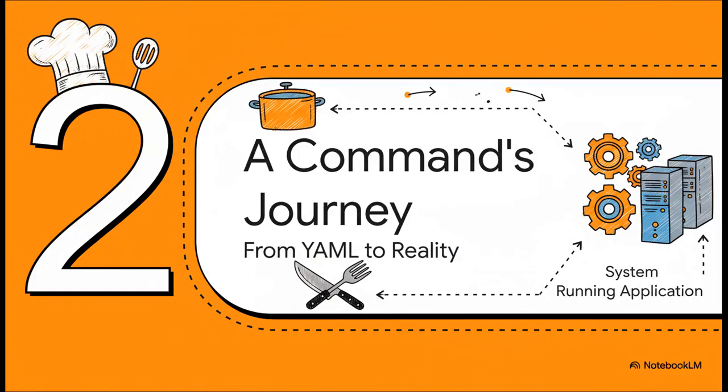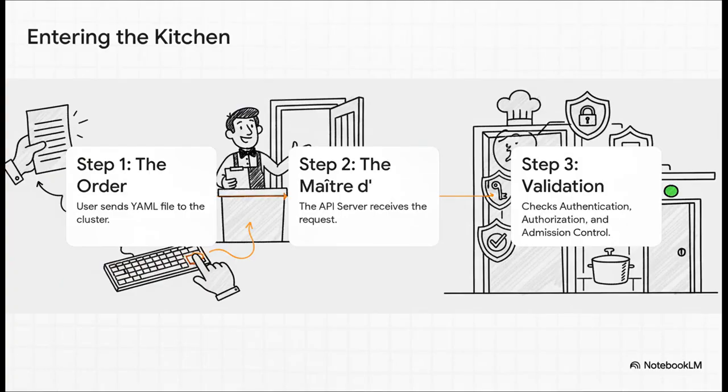All right, so our kitchen is all set up. Let's follow our order, that kubectl apply command, as it actually enters the system and gets turned into a running application. So the second you hit enter, your command goes straight to the API server. The API server is kind of like the restaurant's maitre d'. It's the front door for absolutely everything.